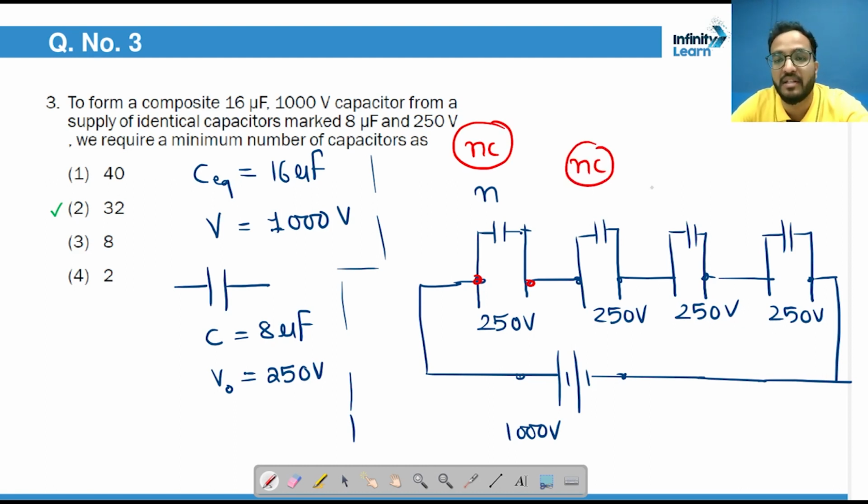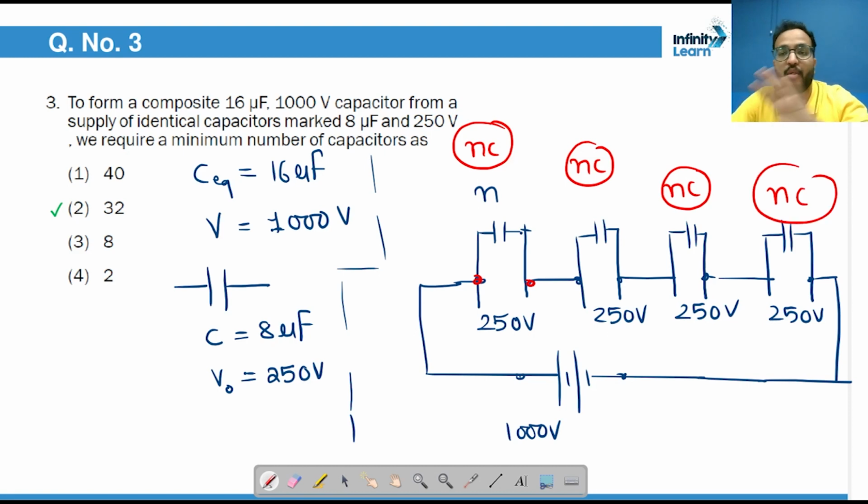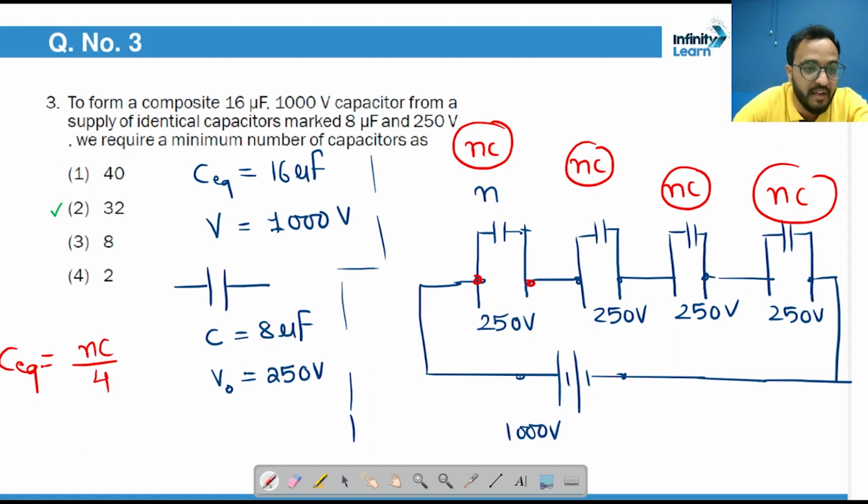Here NC capacitance, because when capacitors are connected in parallel, we add the capacitances to get the equivalent capacitance, right? NC here and NC here. Now what is the overall equivalent capacitance? You will say, sir, since NC, NC, NC, NC are connected in series 4 times, the overall capacitance will be NC by 4, right?